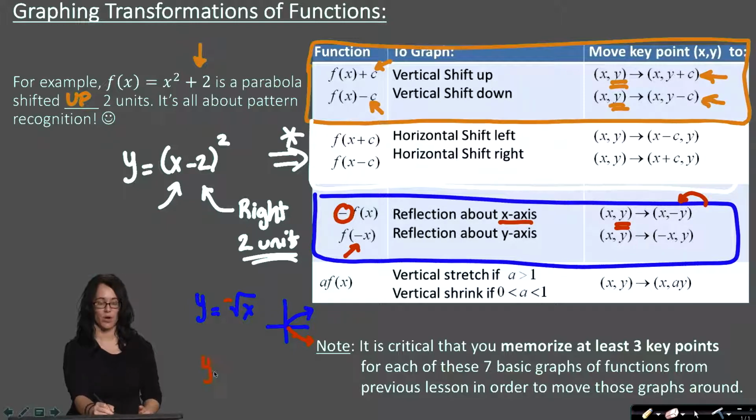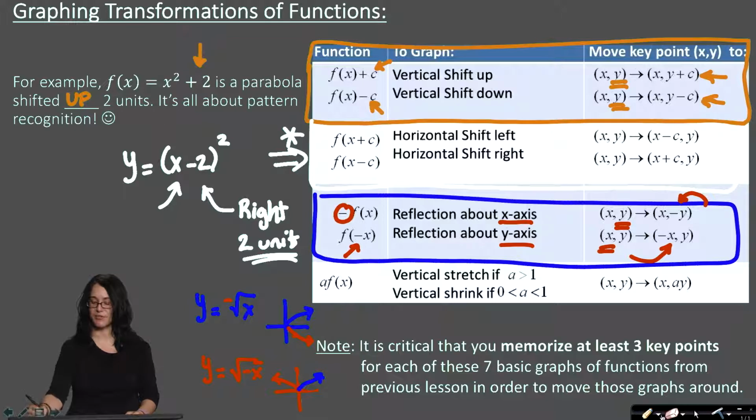So if I had y equals the square root of negative x, the original graph was here, right? But now I'm saying I'm switching the signs of my x values. So switching the signs of my x values would mean this graph is now going to look like this. So that would be our new graph here. Okay, so that's the difference here. One is a flip over the y-axis, one is a flip over the x-axis. And knowing the difference is critical.